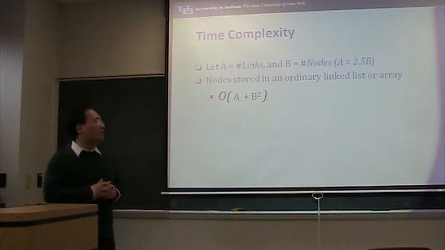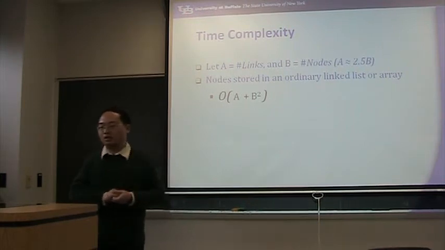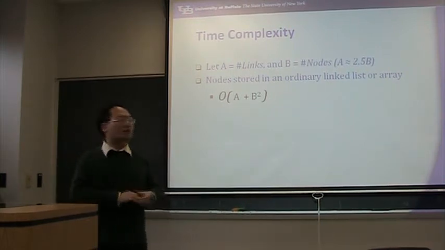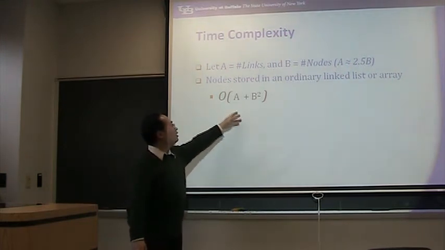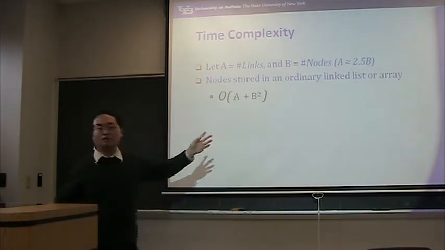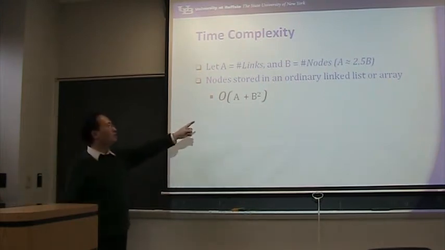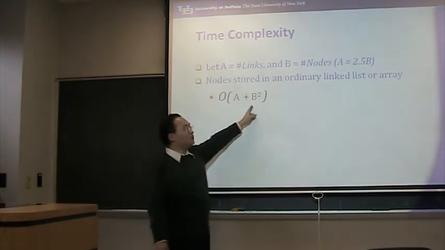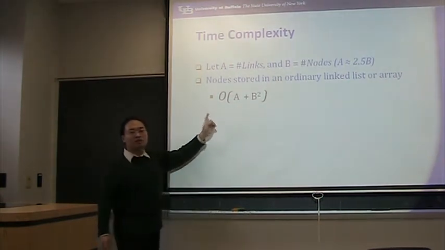For Dijkstra's algorithm, a naive implementation uses an ordinary linked list or an array, which are data structures you may not have learned. But in a naive implementation, the time complexity is A plus B squared. And this is dominated by B squared, right? Because it's squared. So it's O(n) squared.